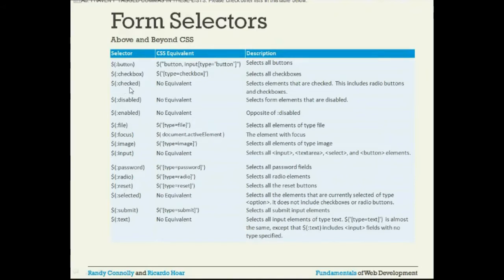Colon checked will select all the radio buttons as well as the checkboxes which are selected. Like you have checkboxes and some items are checked. It is going to select those elements. It covers radio buttons as well as checkboxes. Colon disabled will collect all the elements which are disabled. Colon enabled is going to collect all the elements which are enabled.